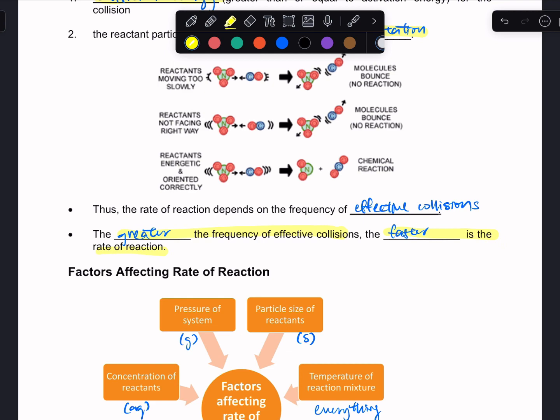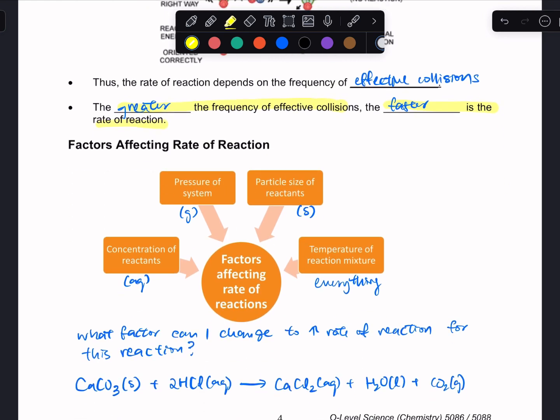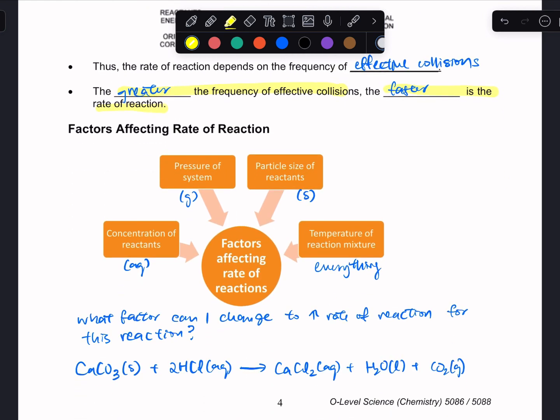So we'll see that when we explain how a factor affects the rate of reaction, we should always end with how the frequency of effective collisions has changed. So we've learned that there are 4 factors affecting the rate of reaction.